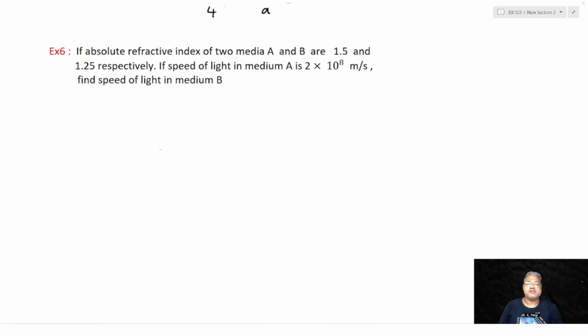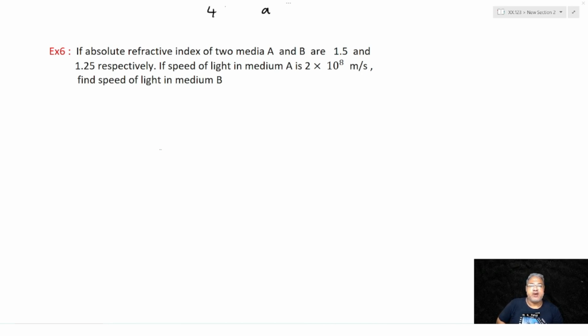Here is example 6: if the absolute refractive indices of two media A and B are 1.5 and 1.25 respectively, and the speed of light in medium A is 2 times 10 raised to 8 meter per second, then find the speed of light in medium B. How will you find this? Quite easy.